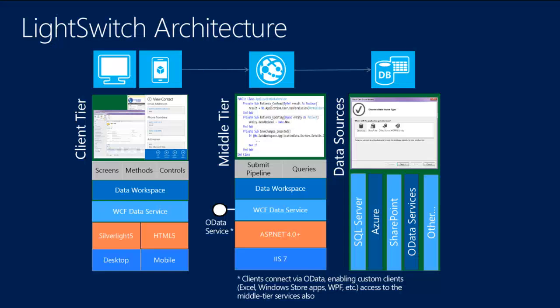Now, technically, with an OData service, you could go ahead and write any other client that you want. So if you wanted a Windows Store app, you could use LightSwitch as the middle tier, and then you could just connect the Windows Store app to the data services. So LightSwitch is creating open data services for you.